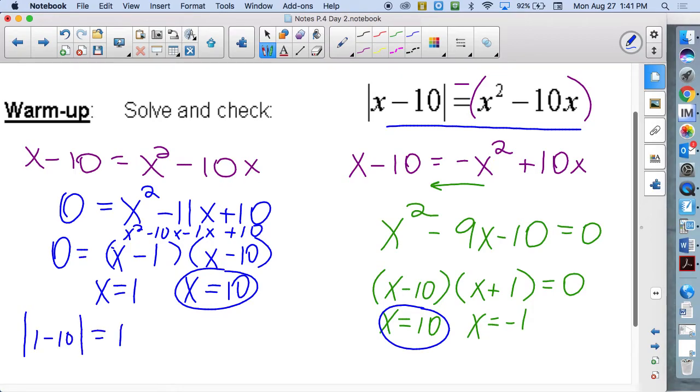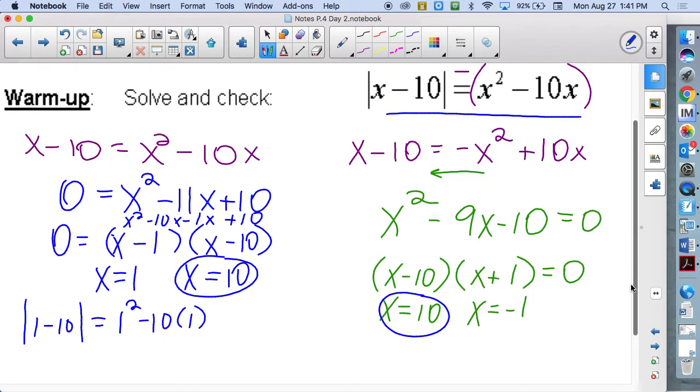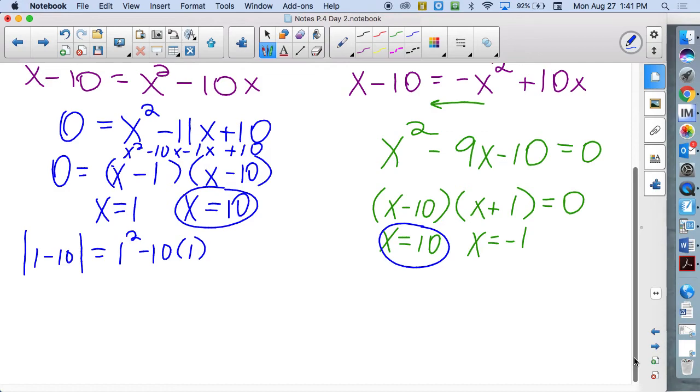That's equal to 1 squared minus 10 times what? The original problem is where that goes. You're checking to make sure it works. So Eris, 1 minus 10 is? 9. And on the other side, 1 squared minus 10 times 1 is? Negative 9. Does the absolute value of negative 9 equal negative 9? No, because 9 does not equal negative 9.